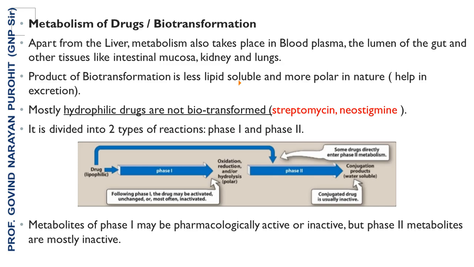Metabolism of drugs, biotransformation. Apart from the liver, metabolism also takes place in blood plasma, the lumen of the gut and other tissues like intestinal mucosa, kidney and lungs. The product of biotransformation is less lipid soluble and more polar in nature, which helps in excretion. Mostly hydrophilic drugs are not biotransformed, for example streptomycin and neostigmine. It is divided into two types of reactions, phase 1 and phase 2. Metabolites of phase 1 may be pharmacologically active or inactive, but phase 2 metabolites are mostly inactive.